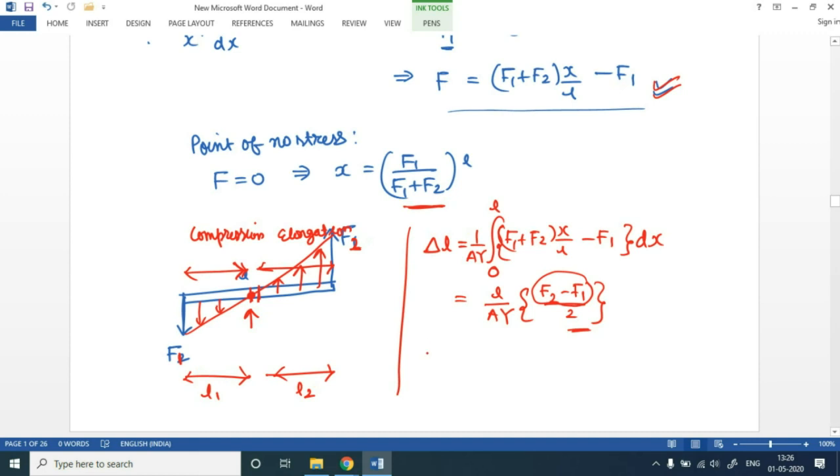And also strain energy you can find out, and I'm not going to do the calculation over here. Just try to solve it by yourself, and the answer you are likely to get is 1 by 6 ay, and that would be f1 cube plus f2 cube, divided by f1 plus f2. You have seen this type of calculation in the previous question also.